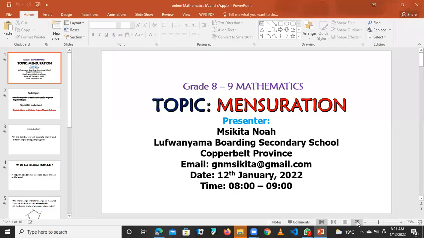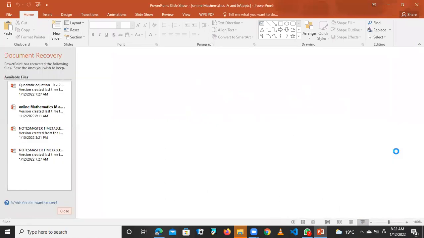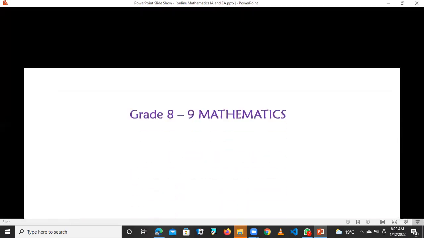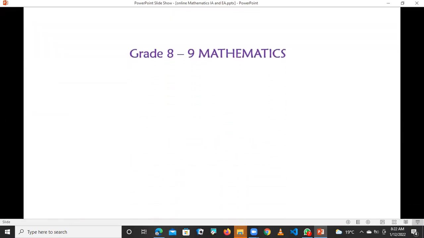Now I'm sharing the screen. This is the lesson for today. As I was explaining earlier, this lesson normally comes in grade 8, but because of the nature of the lesson, most of the learners do not understand it. They only come to understand in grade 9. So at grade 9 level, normally we do the repeating of it. So this is grade 8 to 9 mathematics.